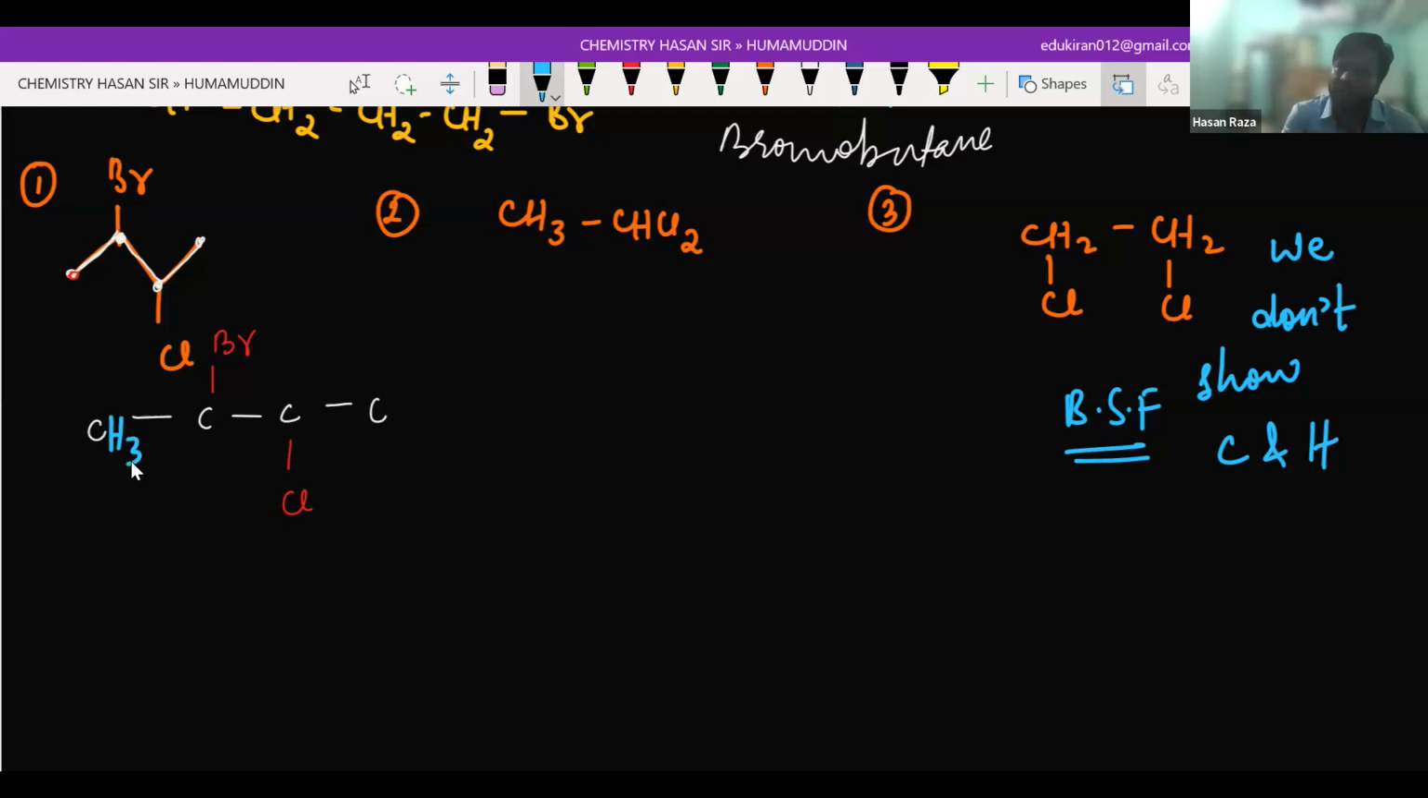This carbon has 3 hydrogen because it is making only 1 bond. This carbon is making 3 bonds already, that means it has 1 hydrogen. This will have 1 hydrogen. This will have 3 hydrogen. And in this way, you can easily write the name.